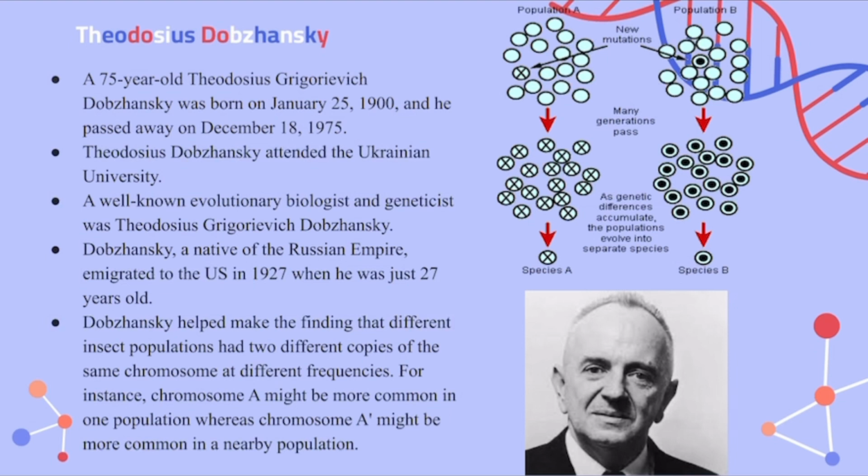Dobzhansky contributed to the discovery that two different copies of the same chromosome occur in different frequencies in various insect populations. For example, chromosome A may be more prevalent in one population, while chromosome B is more prevalent in a nearby population.